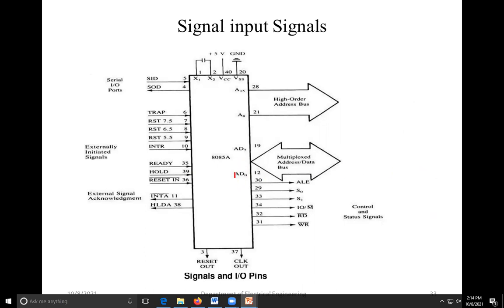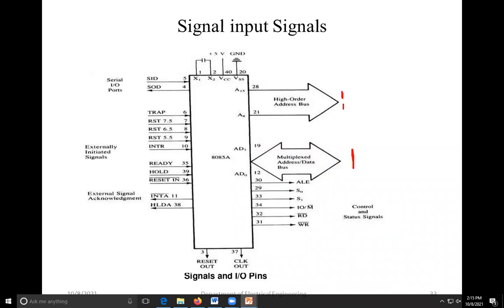Okay, AD0 to AD7. It is a multiplexed data and address bus. What does multiplexed data and address bus mean? When ALE is high, these lines act as address lines, and if ALE is low, they act as a data bus. If ALE is active high, then AD0 to AD7 act as the address bus, and if it is active low, then they act as the data bus.